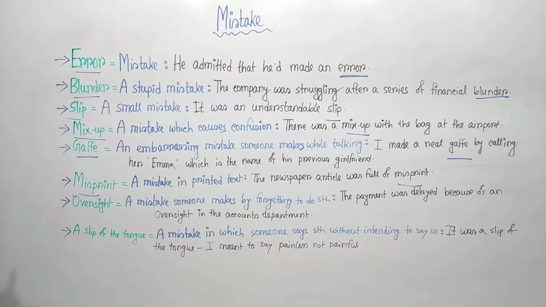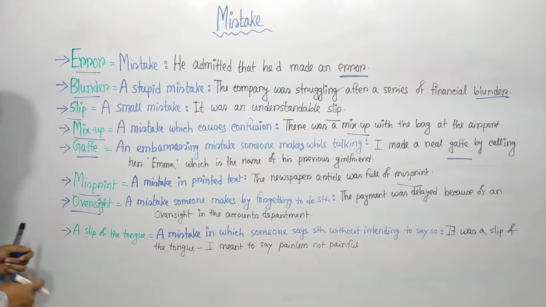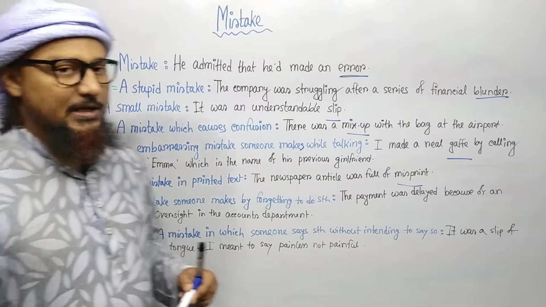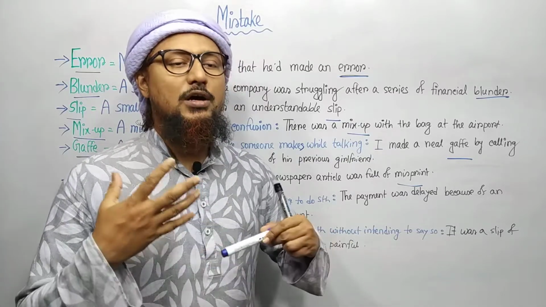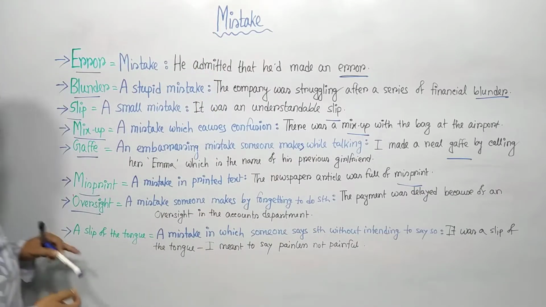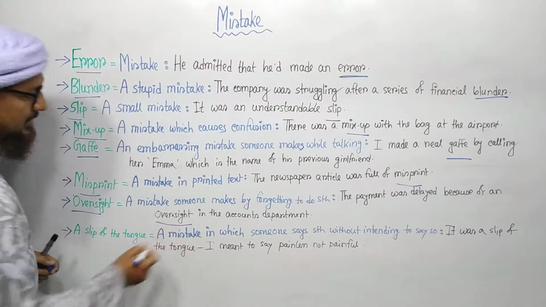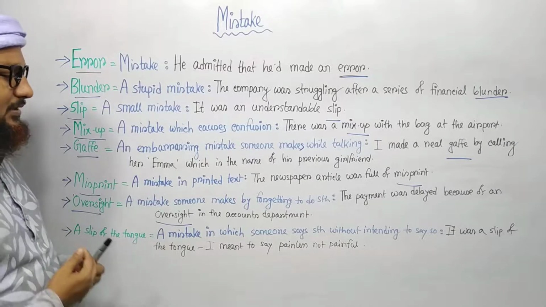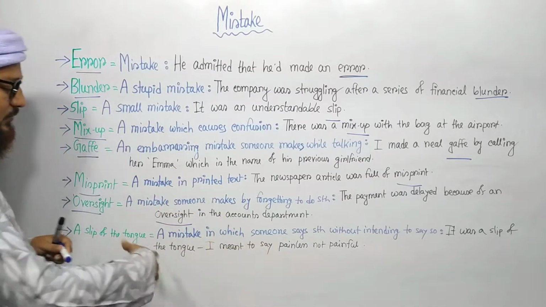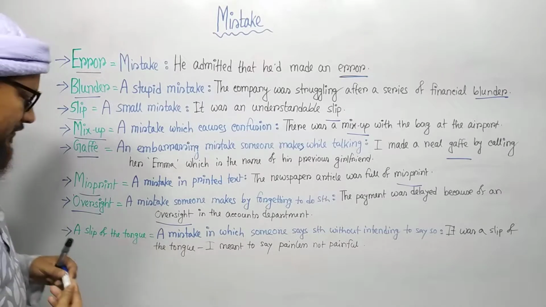Next comes oversight. The first syllable should be stressed. Oversight means a mistake someone makes by forgetting to do something. If you make a mistake because you forgot to do something, you could say oversight. An example: the payment was delayed because of an oversight in the accounts department. So the accounts department forgot to do something, and that is why there was a mistake. That mistake can be described as an oversight.